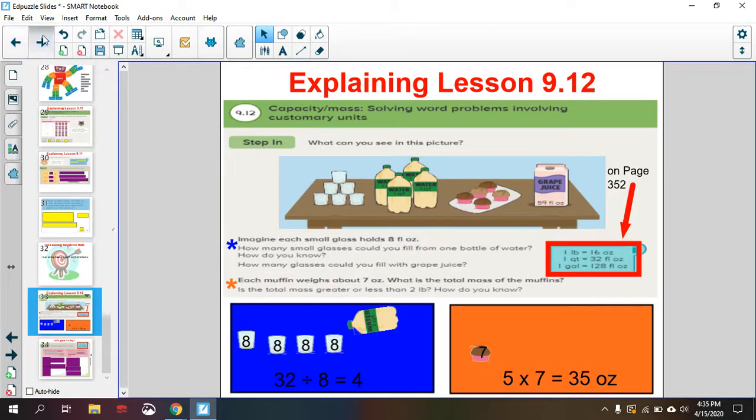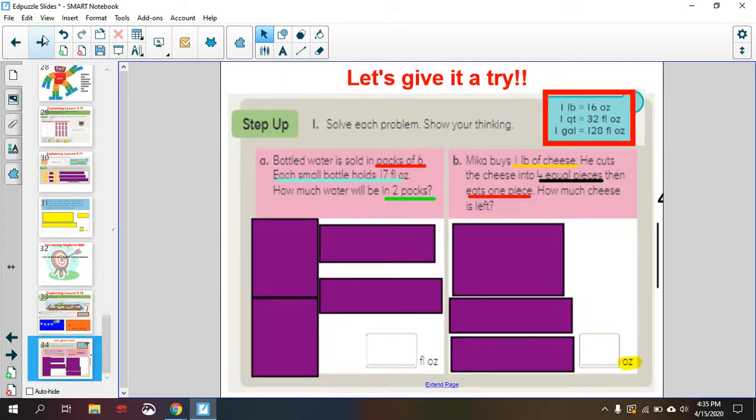All right. And as we look down to the bottom of page 352, these are the two problems I'm going to work through with you. Now notice I brought that box down here with me because it is still going to be very important for us down here, just like it's going to be important for you on the next page. So problem A says, bottled water is sold in packs of 6. So I know that each pack has 6 water bottles in it. They also tell me that each bottle holds 17 fluid ounces.